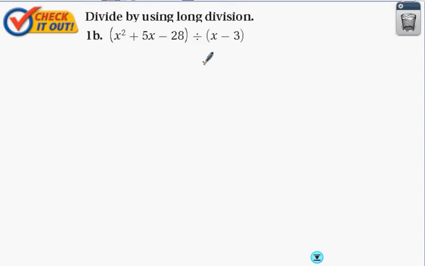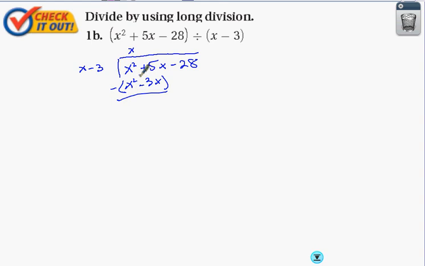Okay? So one more time here. I've got x minus 3 dividing x squared plus 5x minus 28. So I have x times what is x squared? Well, that's going to be x. So x times x is x squared. Negative 3 times x is minus 3x. Subtract that expression from the one above.